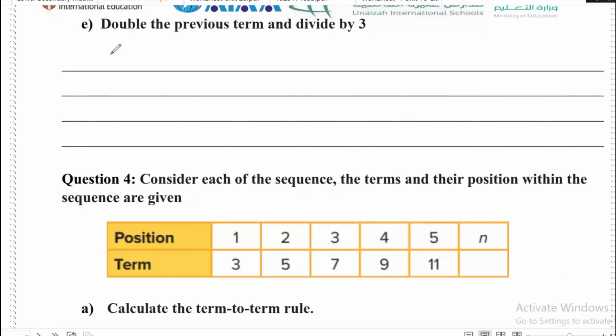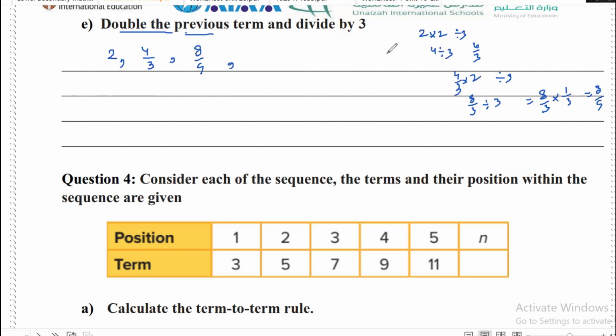Next, again, the first term of the sequence is 2, and now apply this rule: double the previous, meaning 2 multiplied by 2, and then divide by 3. So 2 twos are 4, 4 divided by 3, you will get 4 over 3. So your next term is 4 over 3, and then apply the same rule on this. You have 4 over 3 multiplied by 2, because double the previous, okay? And then divide by 3. So 4 twos are 8, 8 over 3 divided by 3. Dividing means you can change it into multiplying by 1 over 3. So 8 over 9. The next term is 8 over 9. And this way you can continue to find the next 4, 5, 6 terms as you want.